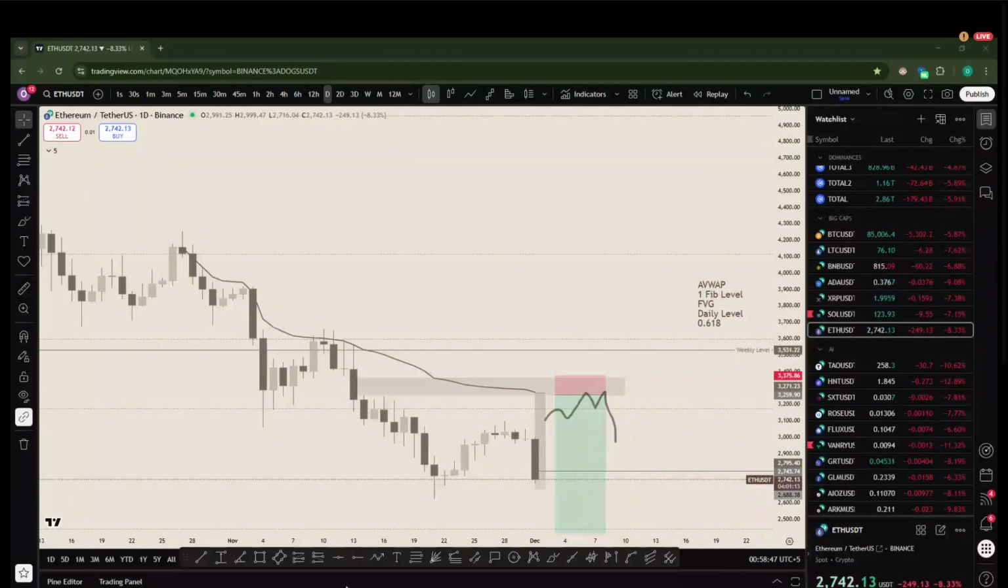Ethereum short level given, Bitcoin short level given. Analyze the coins that you want. Anything other than that, I don't think so. Yes. So yeah, I think we're good to end this stream.